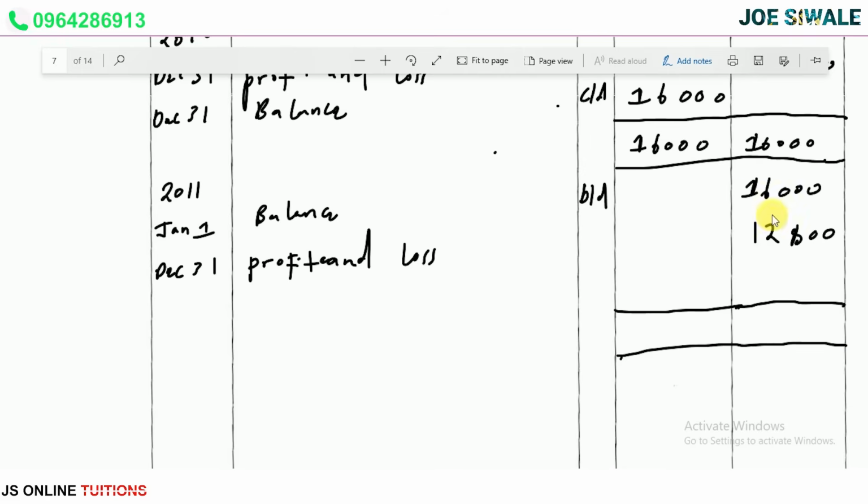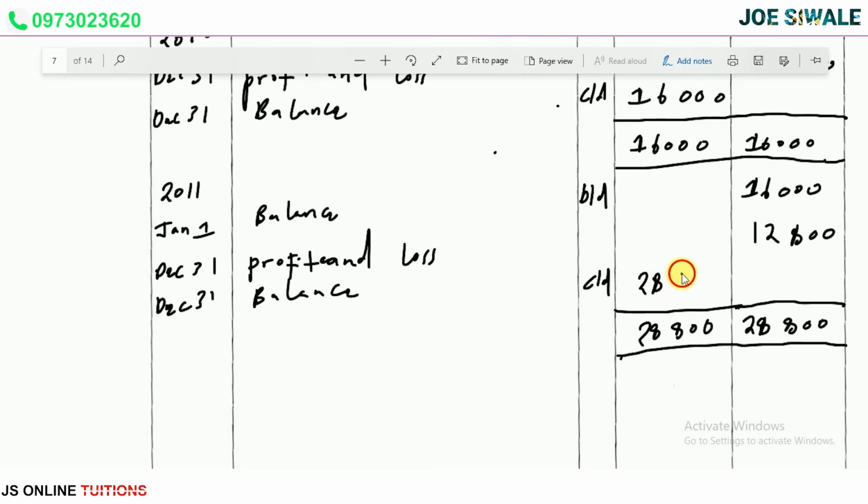So we are going to add the credit side. We're going to add 16,000 plus 12,800. And our answer there is 28,800. And you're going to record that on both the credit side and the debit side. And we're going to write down our balance carried down there on 31st December. So we have balance carried down. So our balance carried down is going to be on the debit side with the amount of 28,800.